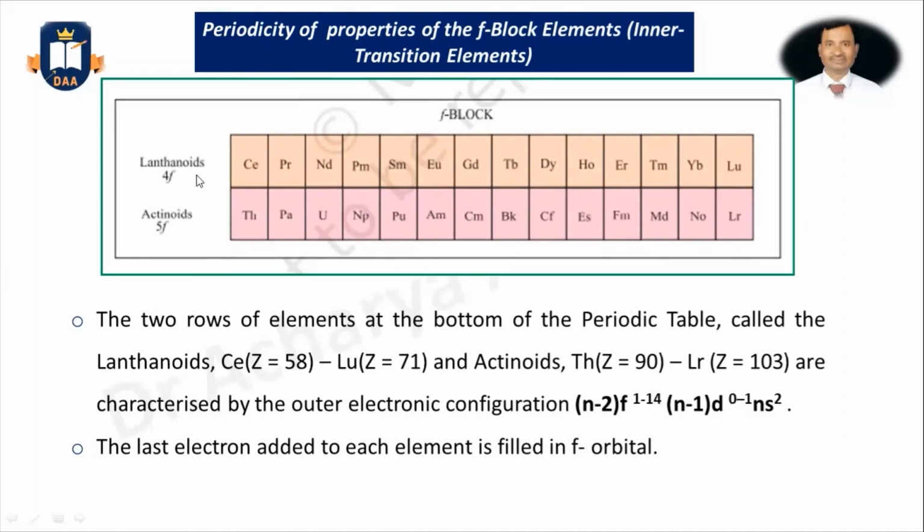And for lanthanoids, it is the 4f shell. That means n-2 is equal to 4, so n is equal to 6. So the configuration is 4f 1 to 14, 5d 0 to 1, and 6s2. That means the last electron enters the f subshell. It is written there: the last electron added to each element is filled in f orbitals.